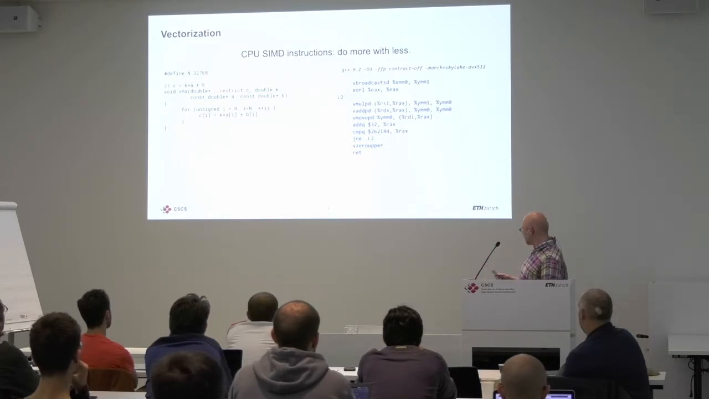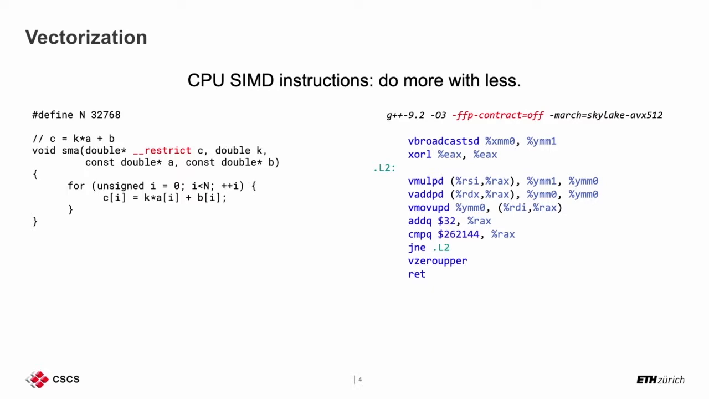without much trouble. More of a concern on the right-hand side is this FP contract equals off. I didn't even know this flag existed until quite recently. GCC and the Intel C compiler also, when you ask them to do a high level of optimization, like -O3, they'll take a multiply add, a combined multiply add like A times B plus C, and automatically turn it into a fused multiply add, an FMA.